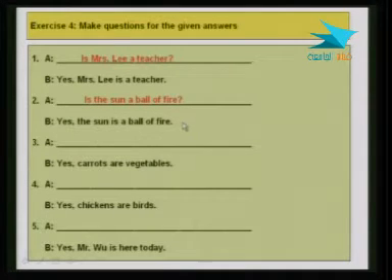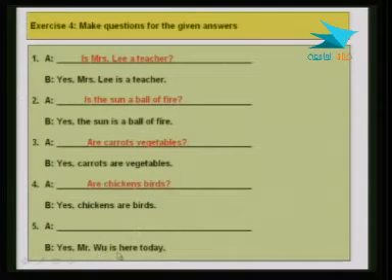Number 3. Now, you have here, yes, carrots are vegetables. We want to make a question here. And notice that carrots is plural, right? And we need a different verb be. Not is, but of course we need are. Are carrots vegetables? Yes, carrots are vegetables. Or you can say, yes, they are. Number 4. Are chickens birds? Yes, chickens are birds.